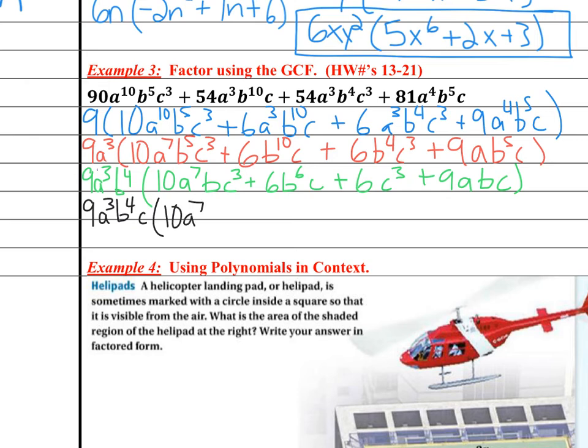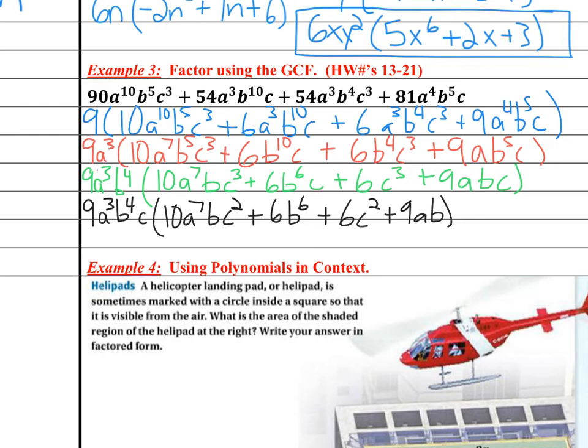10A^7 BC squared now. Then 6B to the 6, no more C. 6C squared. And 9AB is what we have left. Let me double check to make sure this is okay in standard form. We've got a degree of 10 for the first term, 6, then 2, then 2. So it looks good. That would be our final answer.